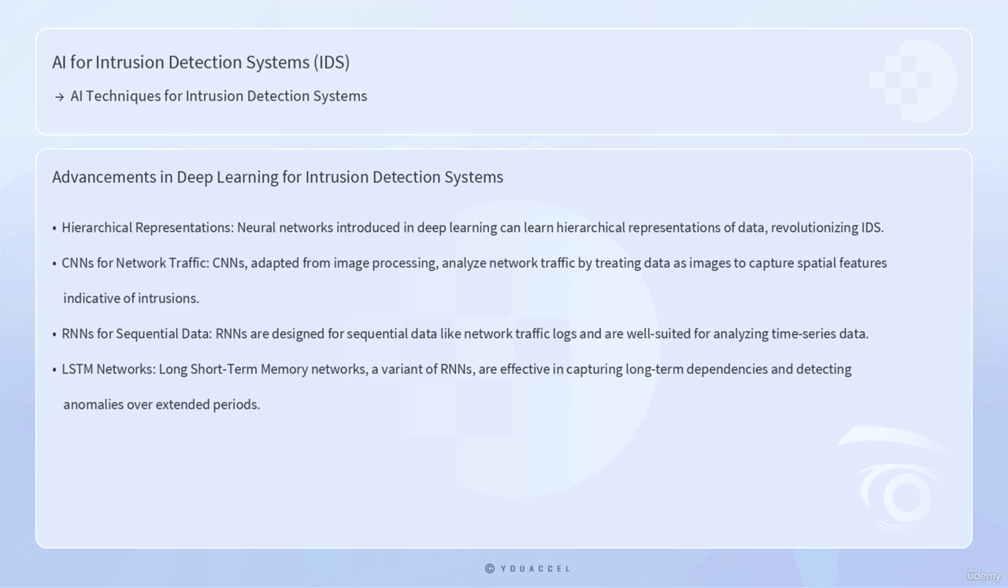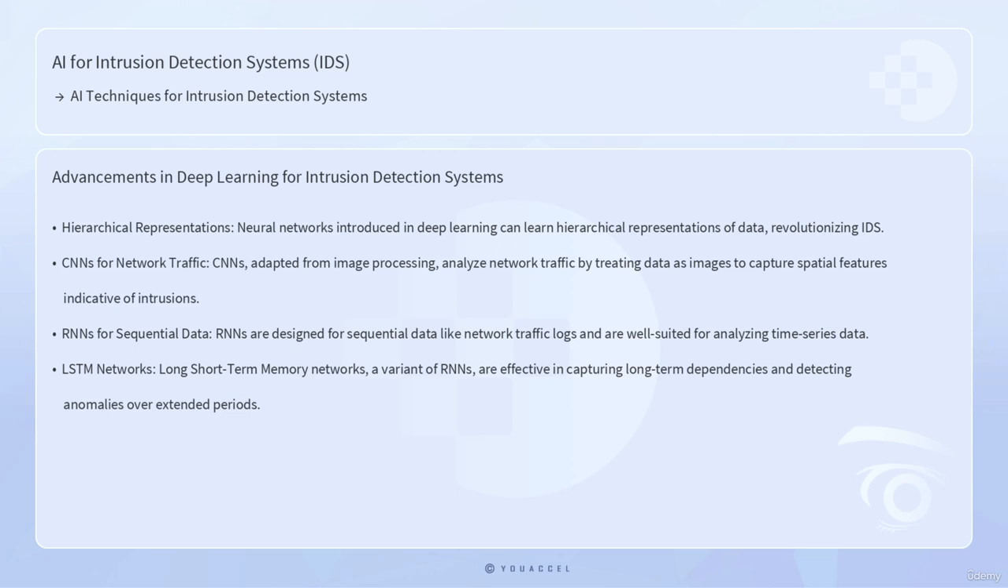Deep learning, a more advanced subset of ML, has further revolutionized IDS by introducing neural networks capable of learning hierarchical representations of data. Convolutional neural networks and recurrent neural networks are two types of deep learning models that have shown promise in intrusion detection. CNNs, typically used for image processing, can be adapted to analyze network traffic by treating traffic data as images. This allows the CNN to capture spatial features of the data, which can be indicative of certain types of intrusions.